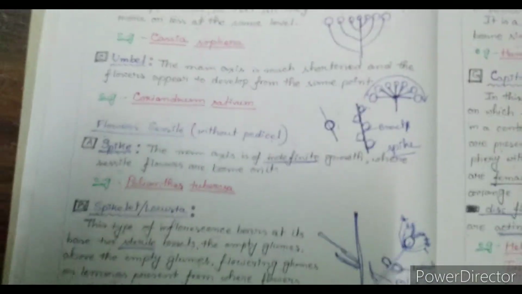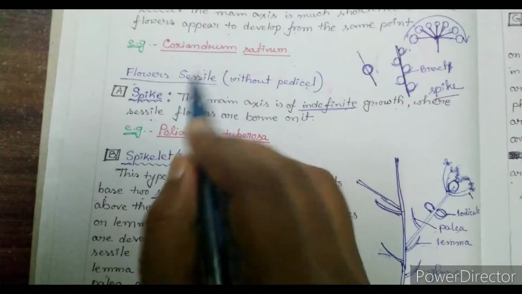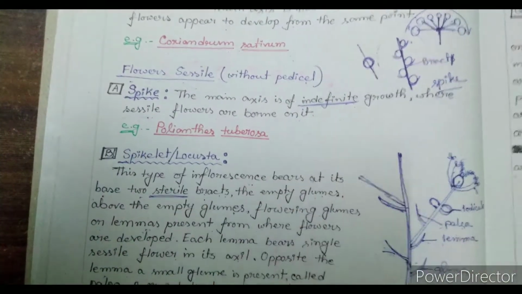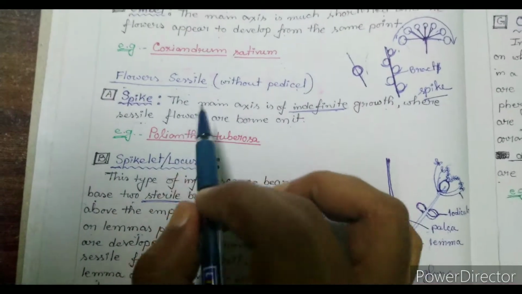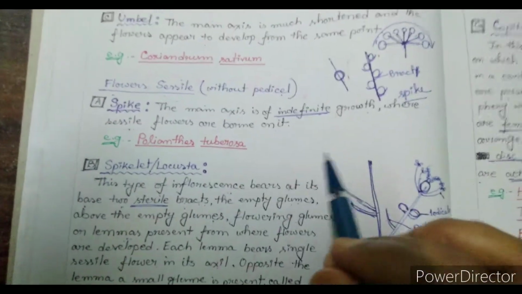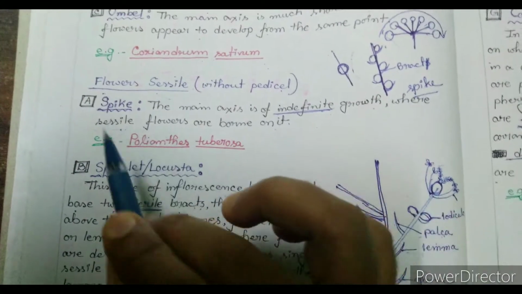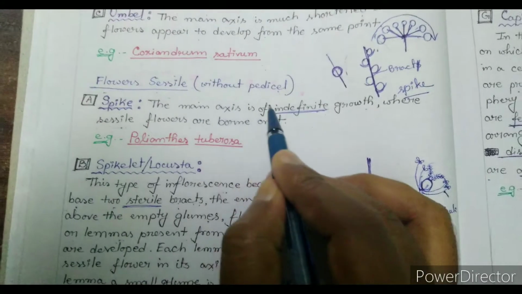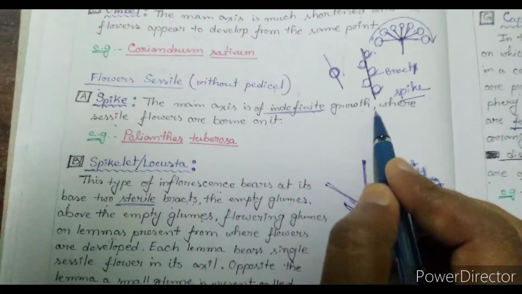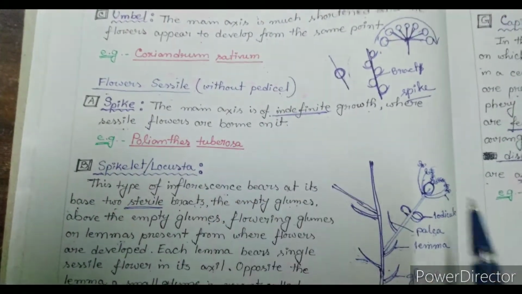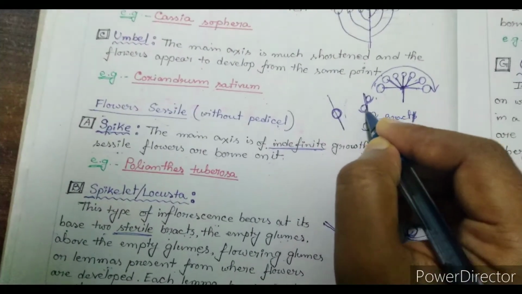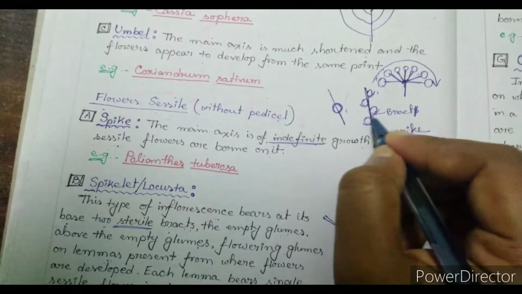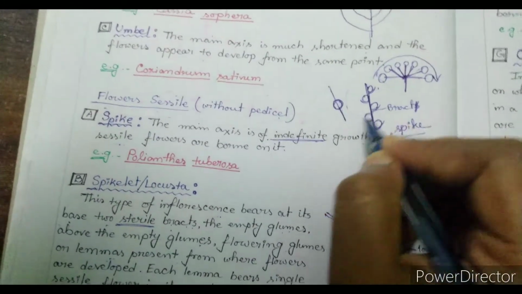In the case of sessile flowers, the first one is spike. This concept is based on sessile flowers. First of all, you should know clearly what a spike is. Spike is a type of inflorescence where the main axis is of indefinite growth and sessile flowers are borne on it. This is a flower, this is a flower, this is a flower, but they don't bear any stalk or pedicel, so these are called sessile flowers.